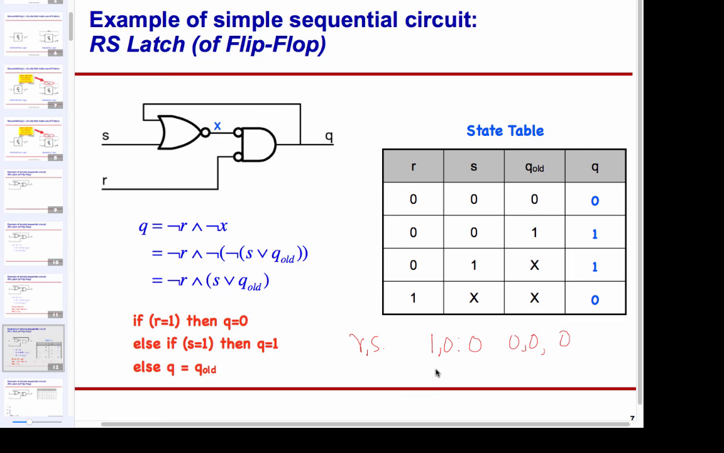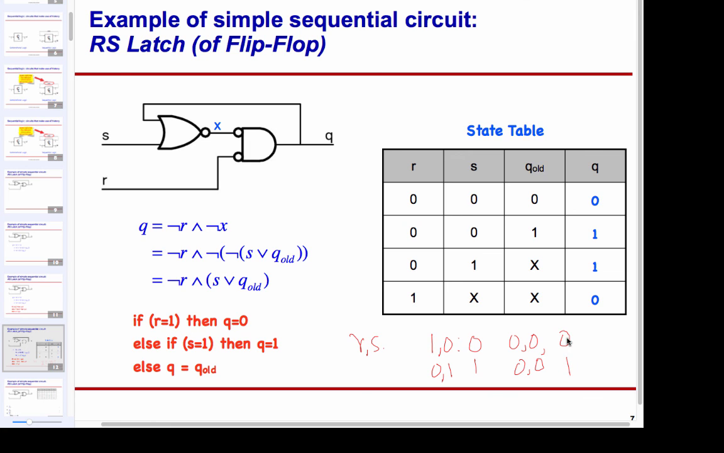Let's try a different scenario. We feed it 0, 1. What would be the output? 1. Then I go to 0 comma 0. What would be the output? 1. So now you can see the difference: at this point in time, the inputs are 0, 0, but depending upon what the history was, the output is different.